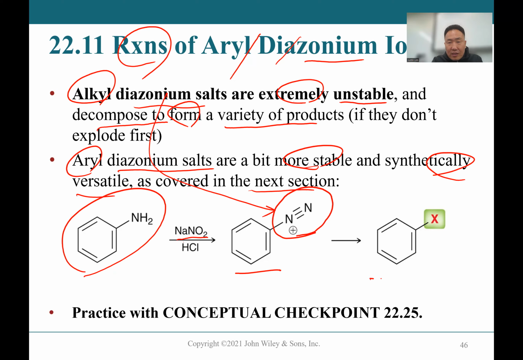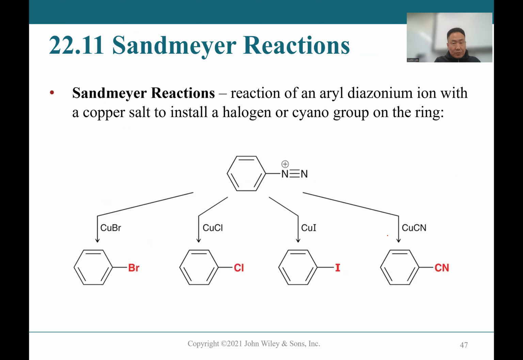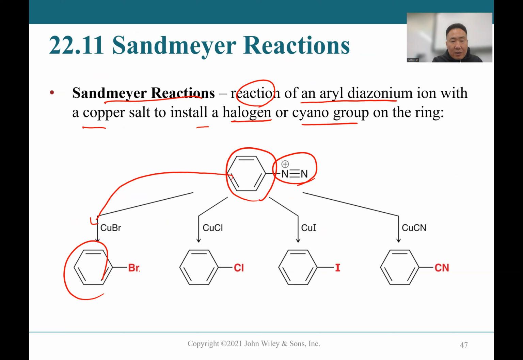Then you can get a variety of products. The major reactions are reactions of the aryl diazonium ion with a copper salt to install a halogen or cyano group on the ring. So the aryl diazonium is converted to an aryl halide or aryl cyanide by using copper(I) bromide, chloride, iodide, or copper(I) cyanide.